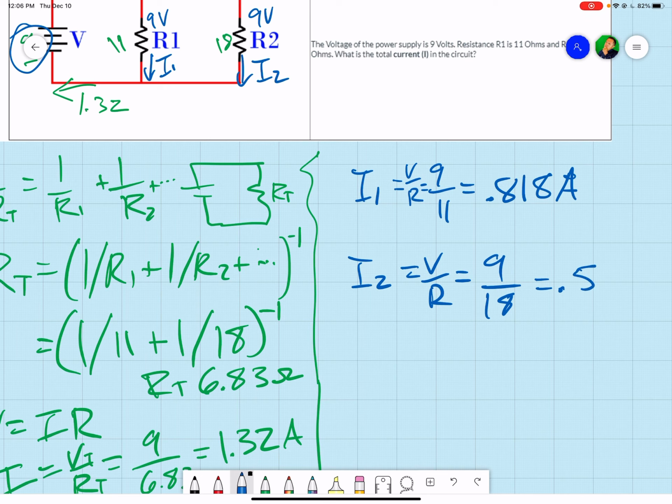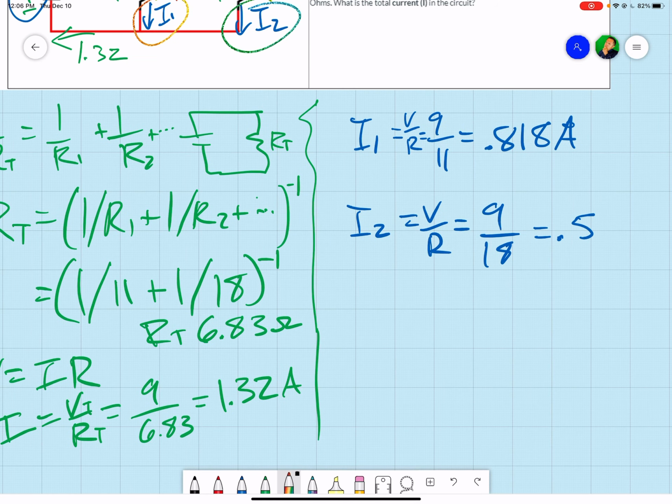Okay, so what if I add these together? So what I just figured out was that I have 0.818 going through here, 0.5 going through there. What if I add those two together? So 0.5 plus 0.818, I get, oh, hey, look at that. Once again, I get 1.32 amps. All right, because they would meet up over here and still be the same value.